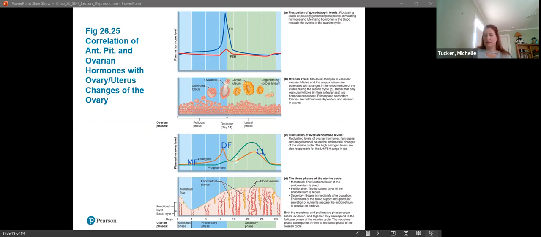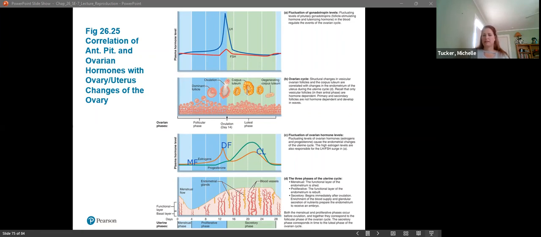The granulosa cells are damaged, so estrogen falls. But the formation of the corpus luteum will then produce progesterone and estrogen. So there will be a question as to what is the dominant production of hormones on these graphs. This is being supported by progesterone, and that is being produced by the corpus luteum.